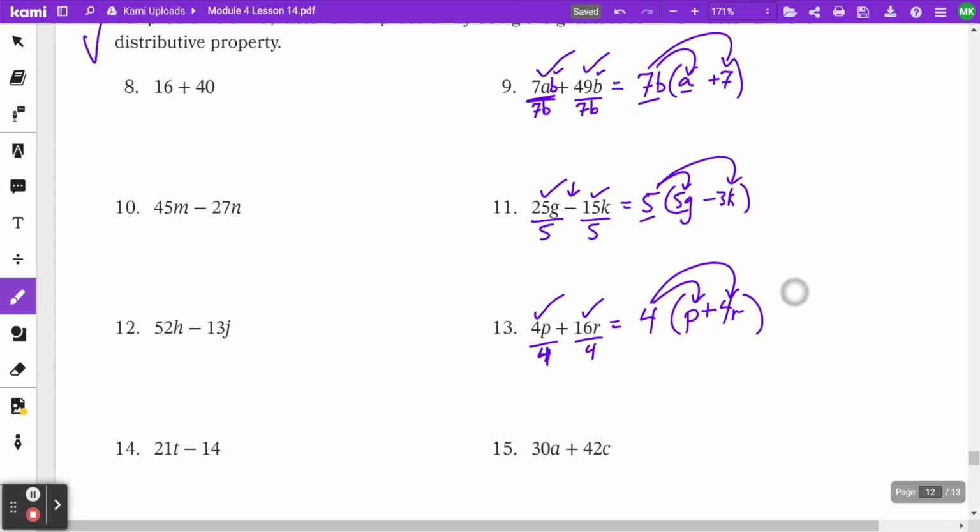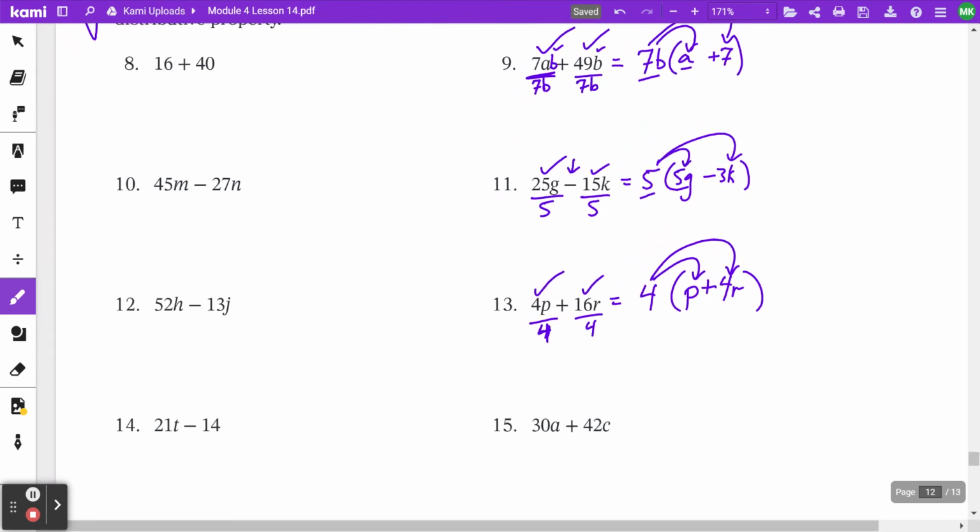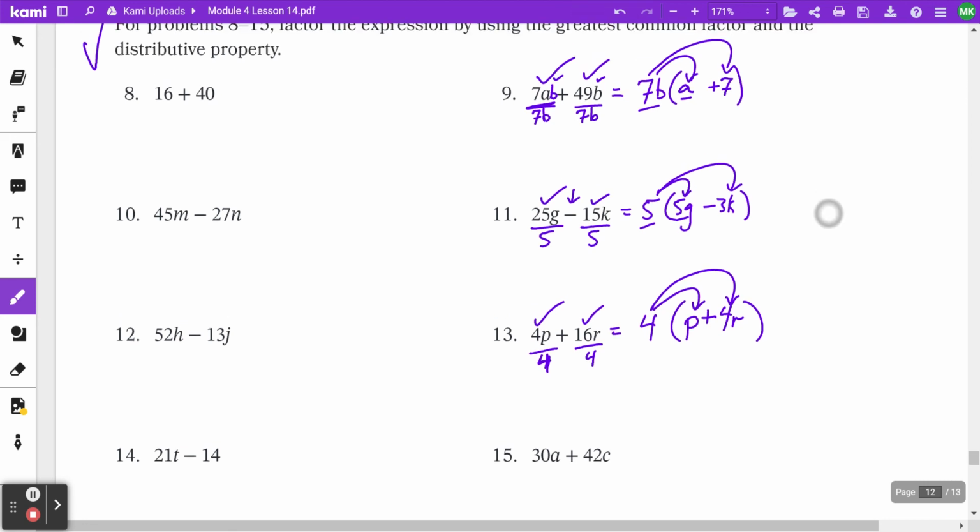All right, so you can keep on going with this stuff, but it's a lot of fun. If you know your multiplication tables and you have a good sense of factoring, you're going to be really great at this. But that's the deal. All right, so that was the lesson.